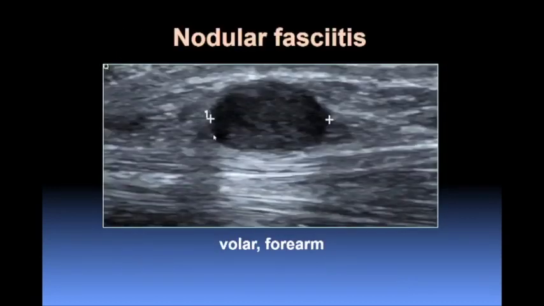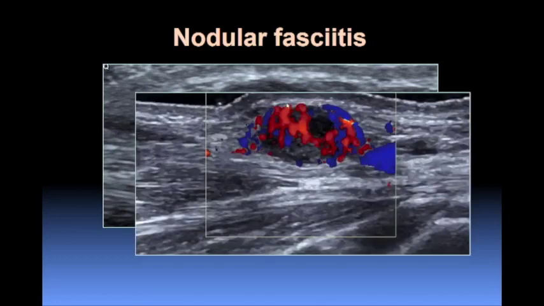So this is a patient with nodular fasciitis. This is just a nondescript, rounded, well-defined hypoechoic lesion with some through transmission on the volar surface of the forearm, but she's the gal who said it's been there 3 weeks, it's rapidly growing, and it hurts. And as you can see, there's lots of color Doppler flow.